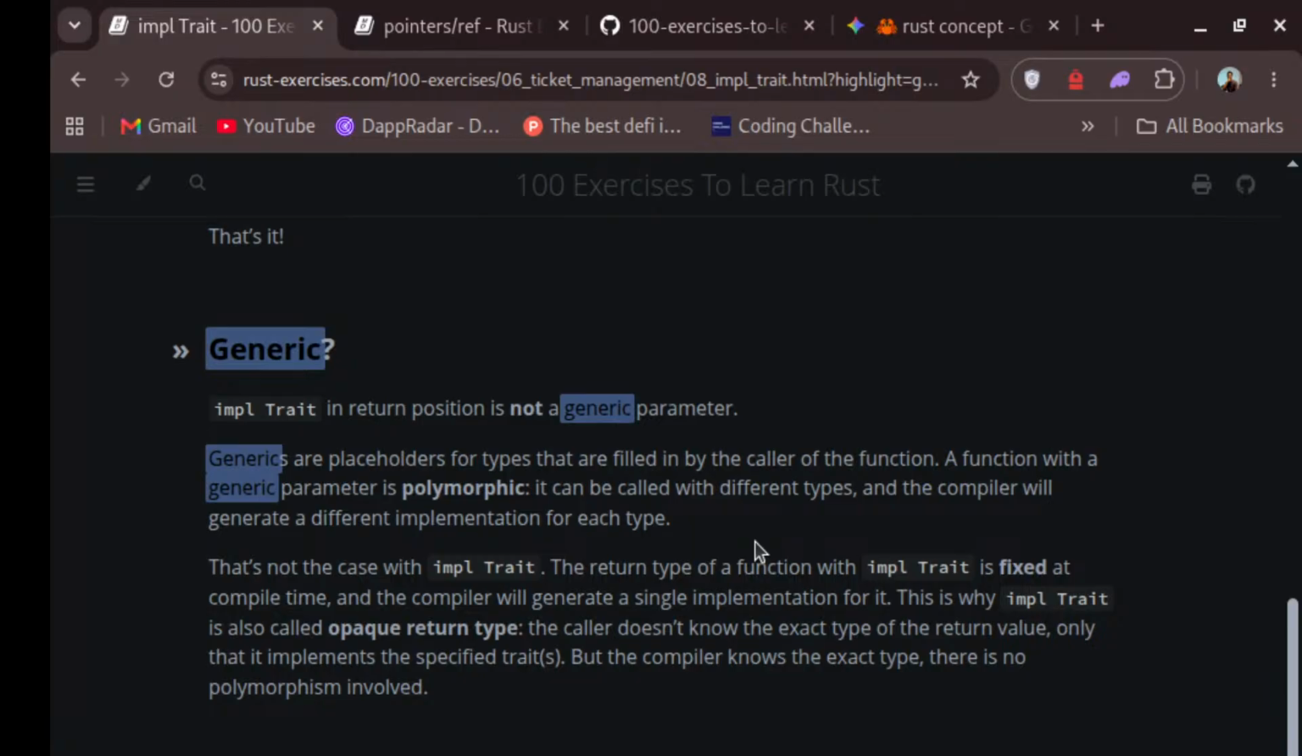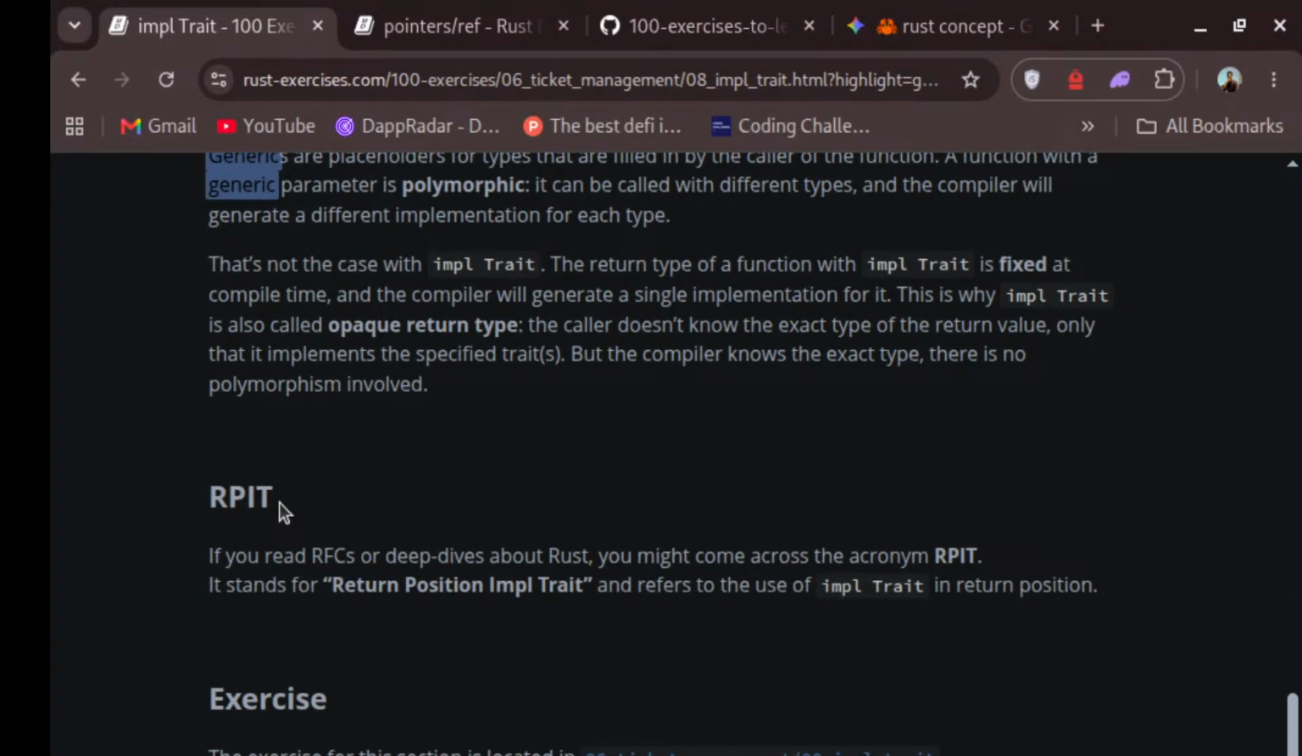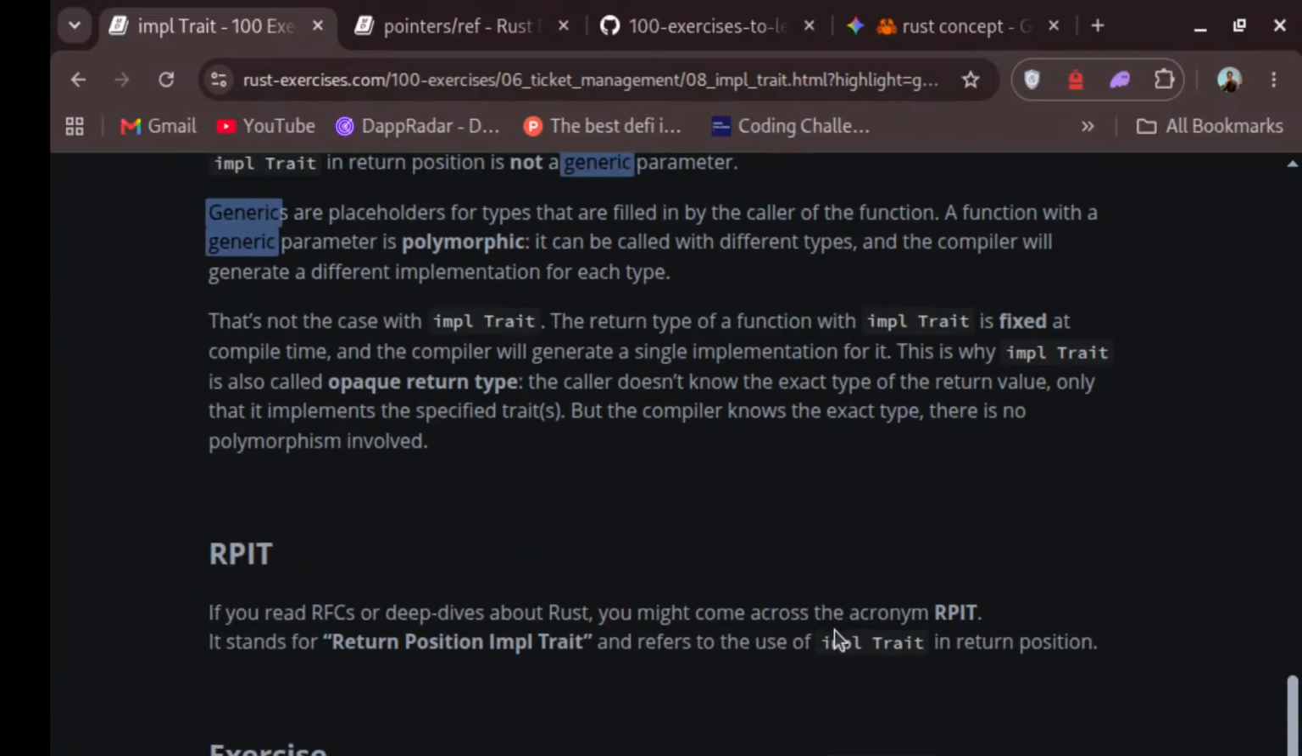Okay, blah blah blah. And RPIT: if you read RFCs or deep dives about Rust, you might come across the acronym RPIT. It stands for return position impl trait.